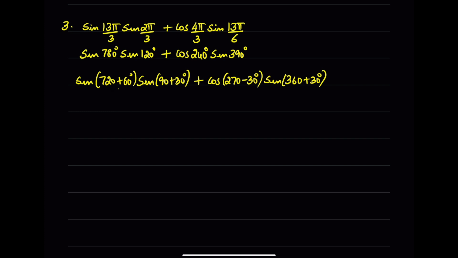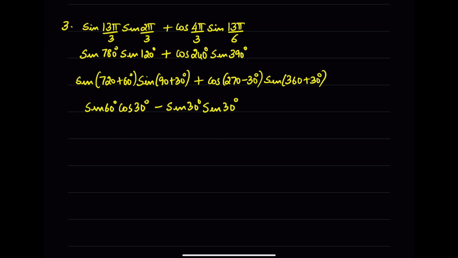This is the first quadrant, so sine is positive, so this will be sine 60. The next part is 90 plus 30, which is the second quadrant. Sine and cosecant are positive in the second quadrant, so this will be cos of 30. Now 270 minus 30 would be the third quadrant, where cosine is negative, so this will be minus sine of 30, and the last one would be the first quadrant, so sine is positive, so this will be sine 30.